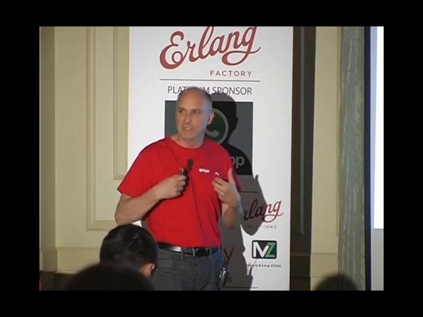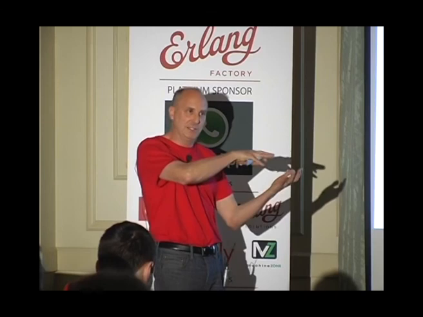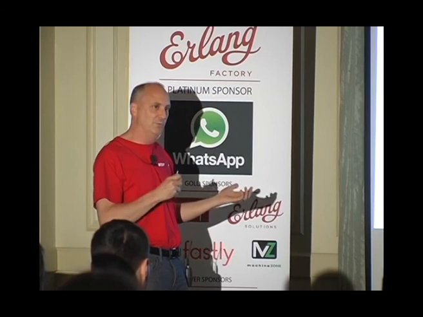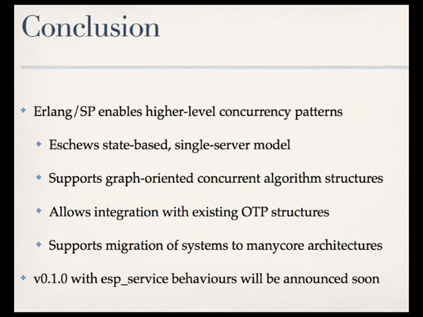So what Erlang Services Platform provides is higher level concurrency patterns. I want to be able to create patterns that are hundreds and thousands of processes at a whim, just stamp them out. And if I get overloaded, make copies of it and give me 10 so that I've got a lot more throughput. It avoids state-based single server models and tries to map what previously was data structure state into a graph of concurrency that allows data to flow and use as many cores as possible. And we can integrate with all the existing OTP stuff, and it supports incremental migration of a system to a many core CPU, where right now it might be running on 16 cores or something.